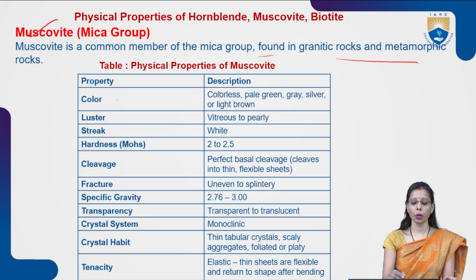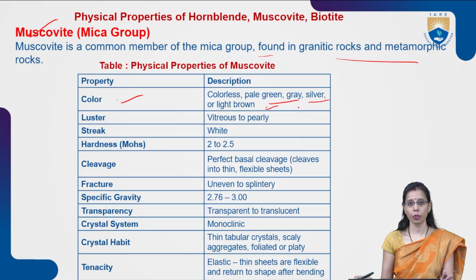Now, what are the physical properties of muscovite here? Color is colorless, pale green, grey, silver, or light brown. Luster is vitreous to pearly. And streak is white. Always the streak will be white. When it is in powder form, it comes in white color.